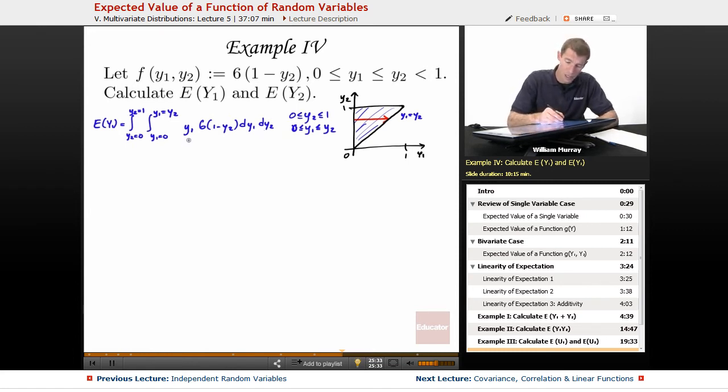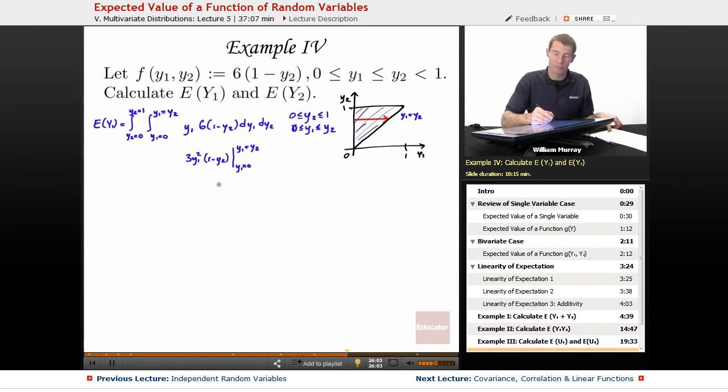So the first variable, the inside one, is dy1, which means that 1 minus y2 is just a big old constant. Now the integral of 6 times y1 is 3y1 squared. So 3y1 squared. And we want to integrate that, or evaluate that, from y1 equals 0 to y1 equals y2. So if I plug in my limits for y1, 3y1 squared will give me 3y2 squared.